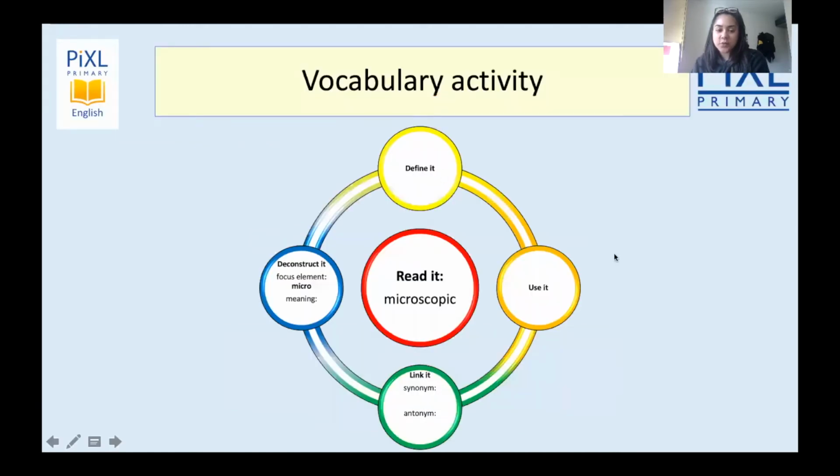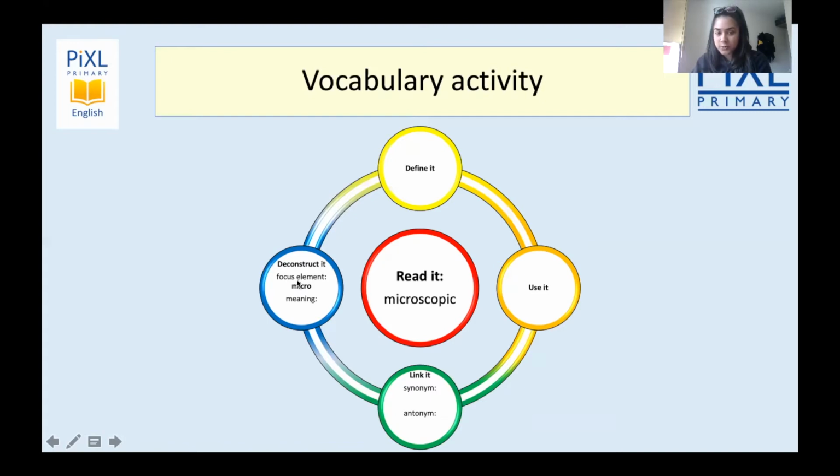But first, for your vocab activity, before we start our lesson, you have a word here. It's microscopic. What I'd like you to do is define it, use it. So when you define it, please use a dictionary to help you, whether that's online or one at home. I'd like you to use it in context in a sentence. Can you link it? So can you find a synonym and can you find an antonym? And then I'd like you to deconstruct it.